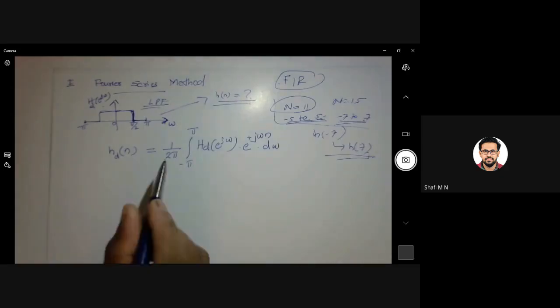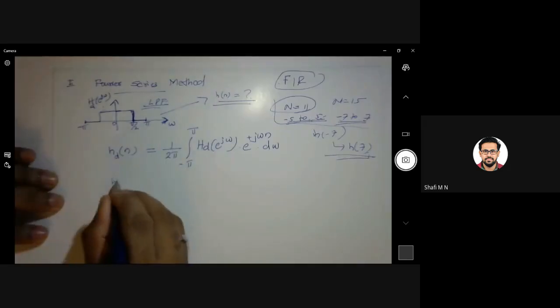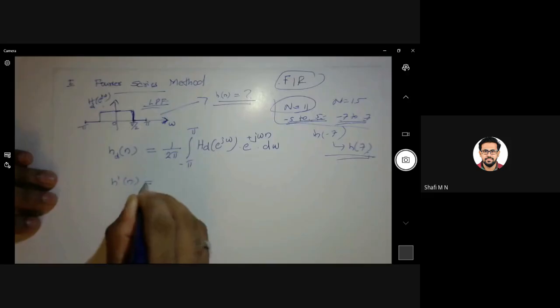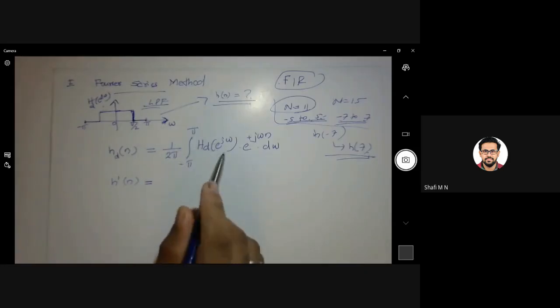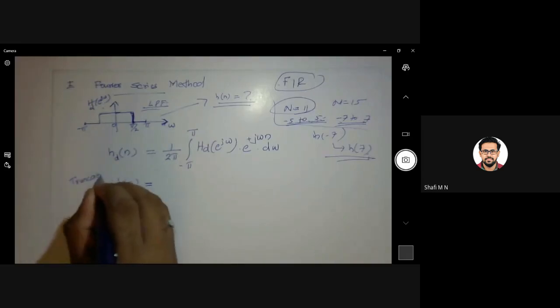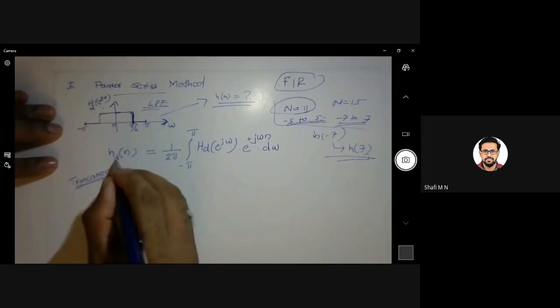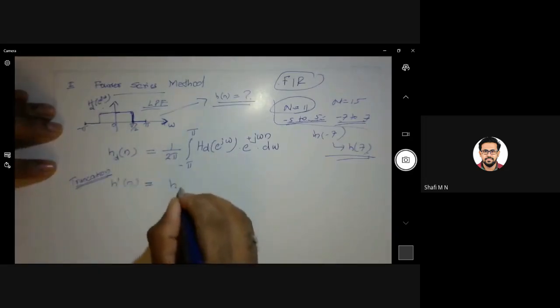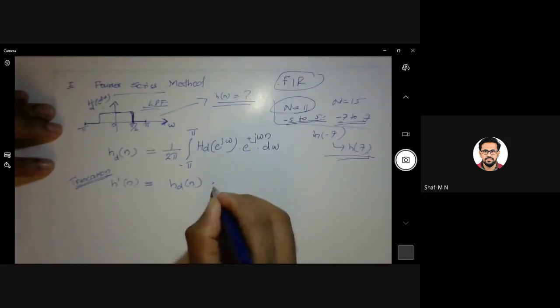Cut short, I will call it h dash of n. This is called truncation. Truncation is the name we give to cutting short. So this is the truncated version of h of n, the truncated version of hd of n.